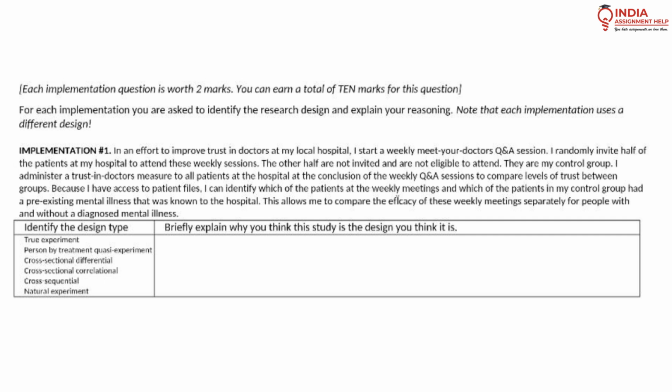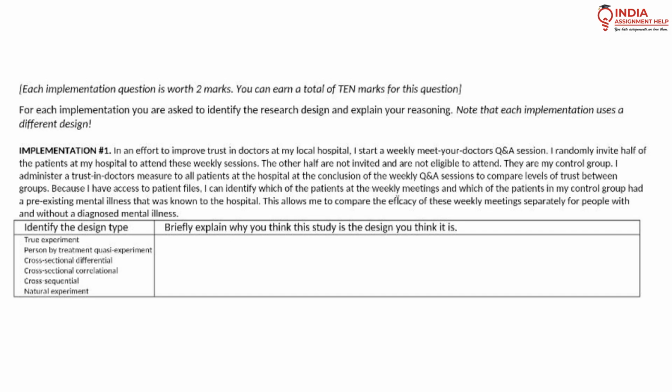The other half are not invited and are not eligible to attend. They are my control group. I administer a trust in doctors measure to all patients at the hospital at the conclusion of the weekly questionnaire sessions to compare the level of trust between groups.